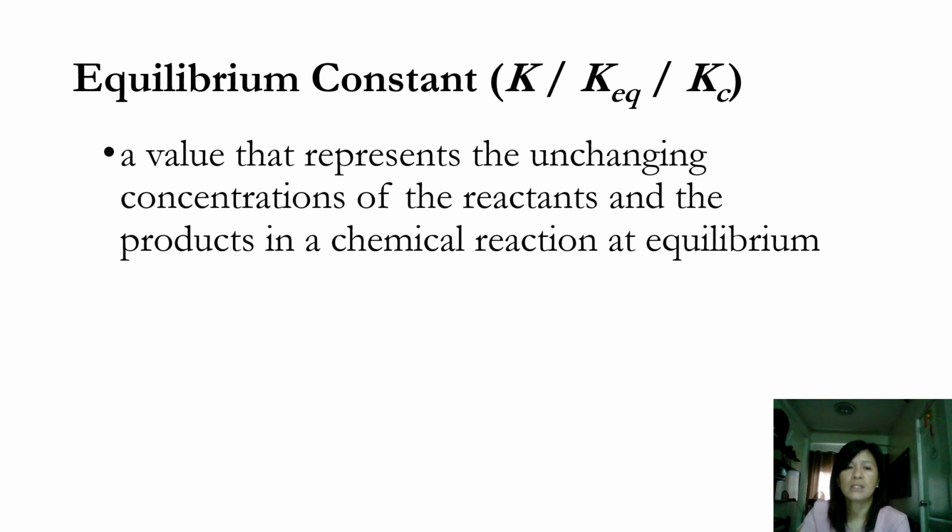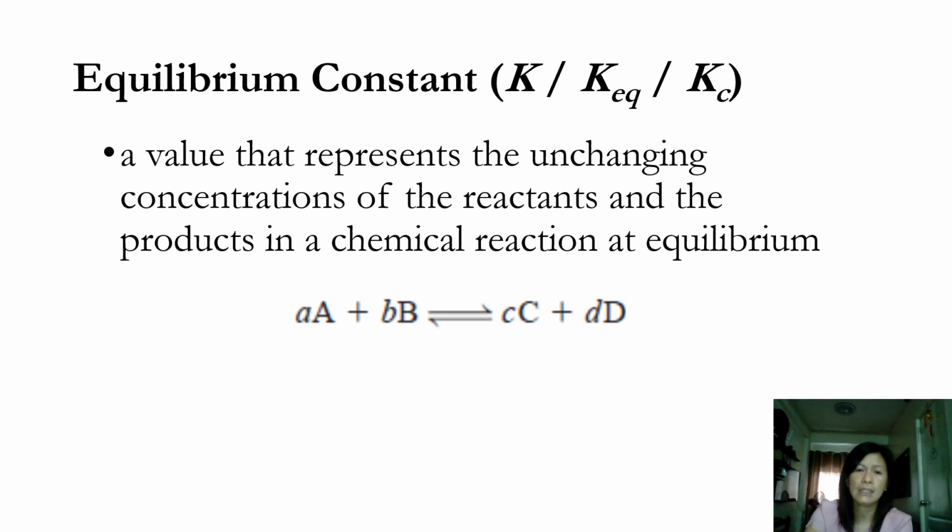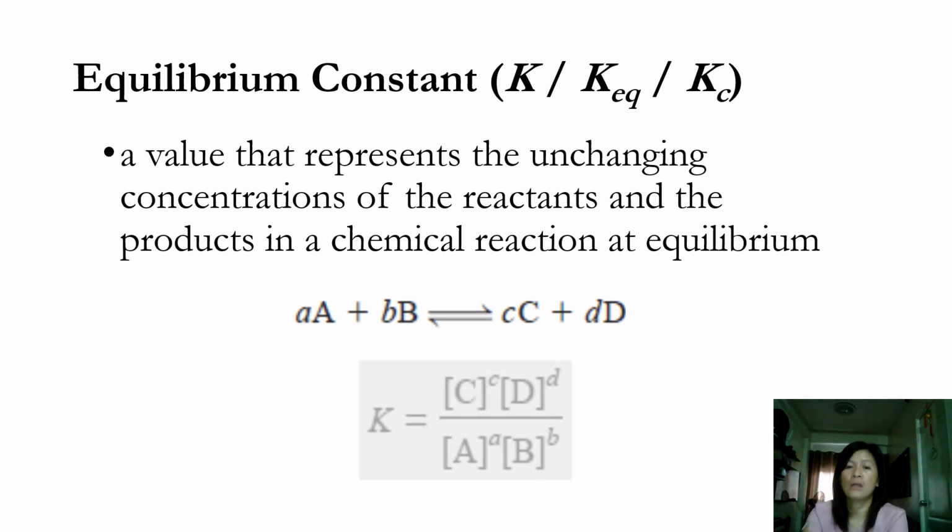The chemical equilibrium constant is a value that represents the unchanging concentrations of the reactants and the products in a chemical reaction at equilibrium. So we have established that a chemical reaction at chemical equilibrium is assumed to have concentrations of reactants and products that are no longer changing. So, for example, we have this hypothetical reaction, aA plus bB producing cC and dD, with small letters a, b, c, d representing stoichiometric coefficients.